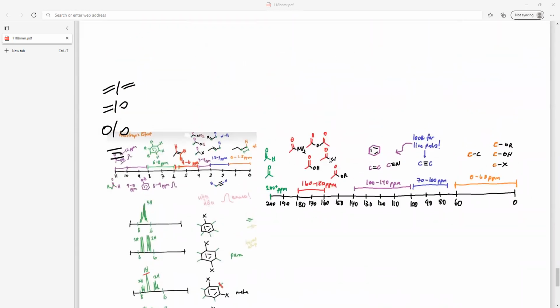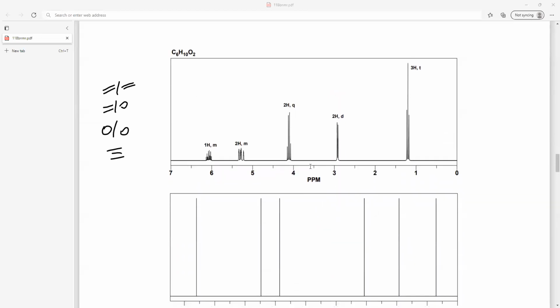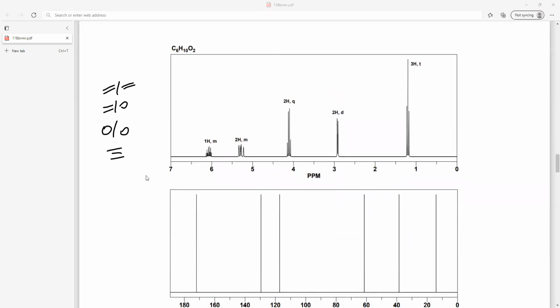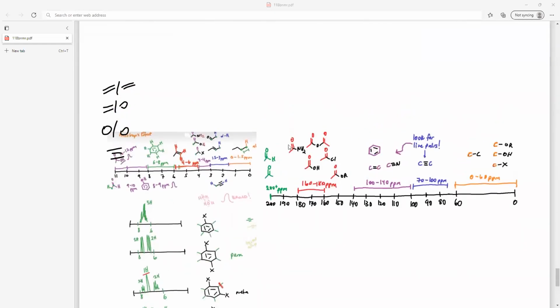It's not going to be an acyl halide. It could be the acid, but I don't see an acid hydrogen. The acid hydrogens are about 12, and they're also broad, so I don't see that. It's definitely not the amide.